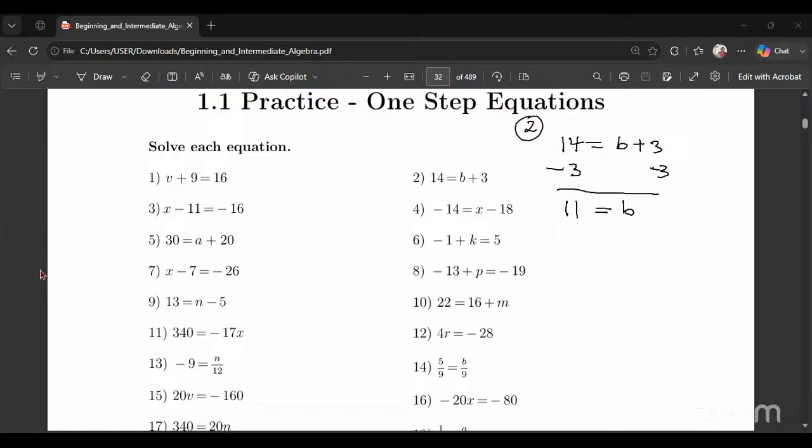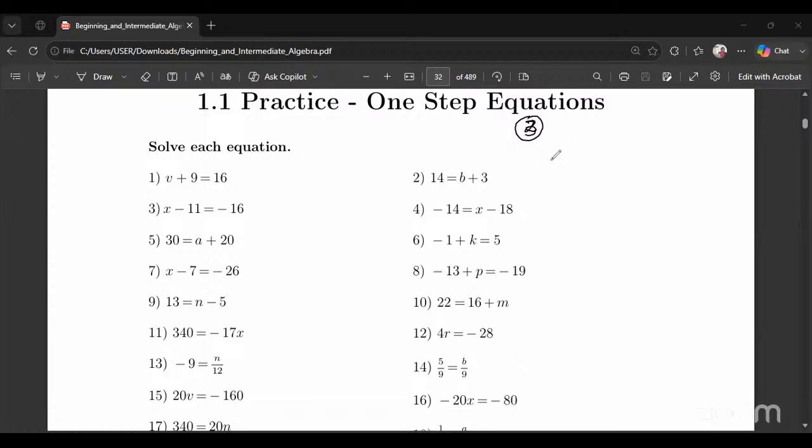So I'll take the next question, and that will be question 3. If you're ready, and if you're joining us on the live stream, you can go ahead and solve question 3 and put your answer in the comment section. If you're just joining us on the live stream, we are working on one-step equations. So I'll take question 3 now.